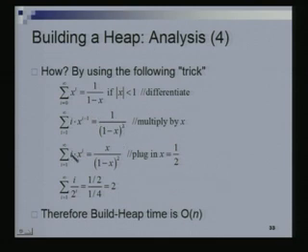Now, I multiply both sides by x to get the summation of i times x to the i equals x over 1 minus x squared, and now I plug in x equals a half. So, I get the summation of i over 2 to the i going from 1 through infinity equals 1 over 2 divided by 1 over 4, which is equal to 2. And if you recall, what we required was that this sum go from 1 through log n. So, that is going to be strictly less than 2. The sum from 1 through infinity is 2.